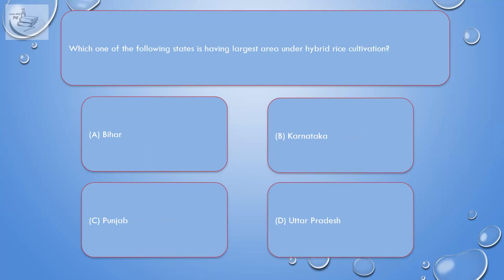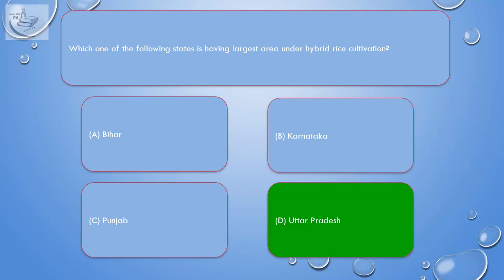Question: which one of the following states is having largest area under hybrid rice cultivation? A. Bihar. B. Karnataka. C. Punjab. D. Uttar Pradesh. Correct answer is D. Uttar Pradesh.